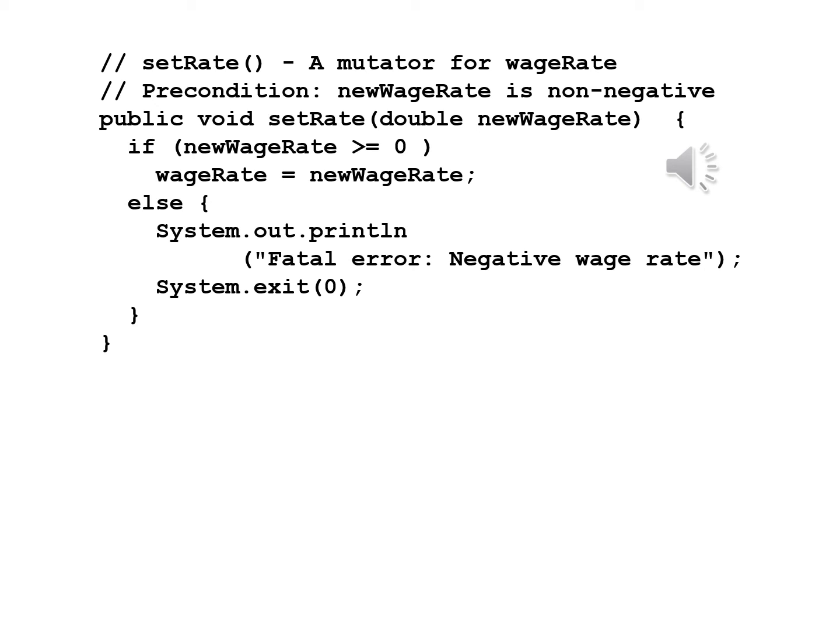Now, let's write the mutator for wage rate. And again, the same condition, newWageRate, the new value, has to be non-negative. Public void setRate, double newWageRate. If newWageRate is greater than or equal to 0, wageRate equals newWageRate. Else, System.out.println, "Fatal error, negative wage rate," System.exit(0).